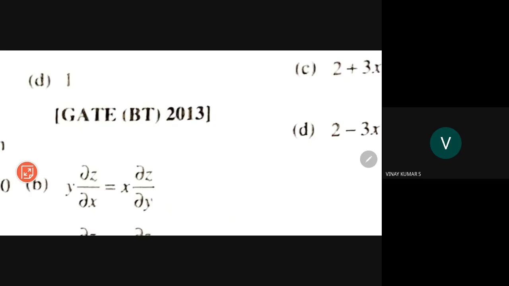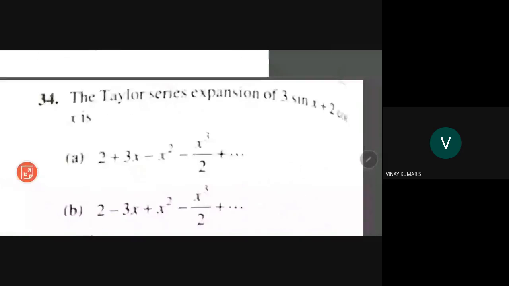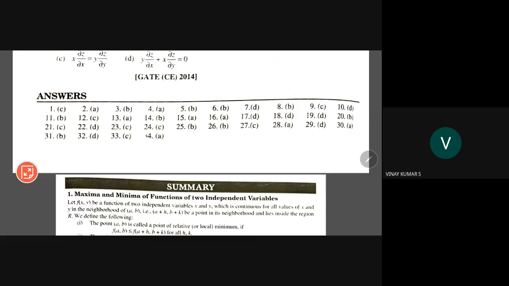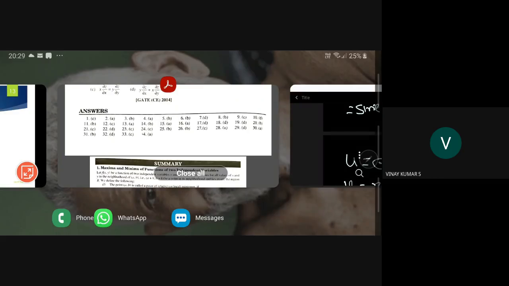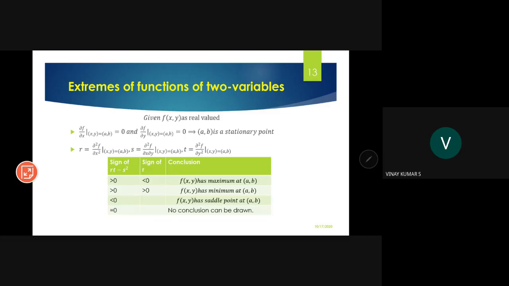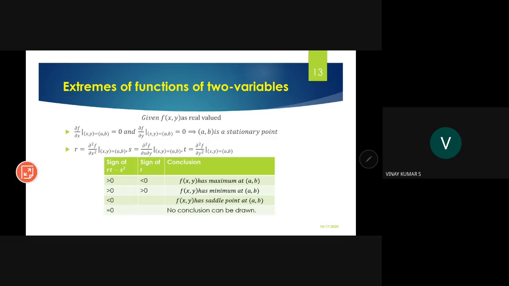I think problems on Jacobian are complete now. Okay. Now we go for maxima minima, right? So maxima minima problems, extreme values. So this is the slide. Just a minute.